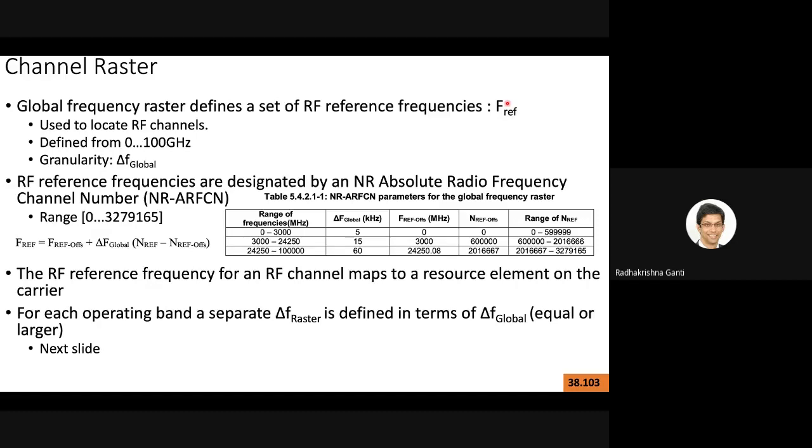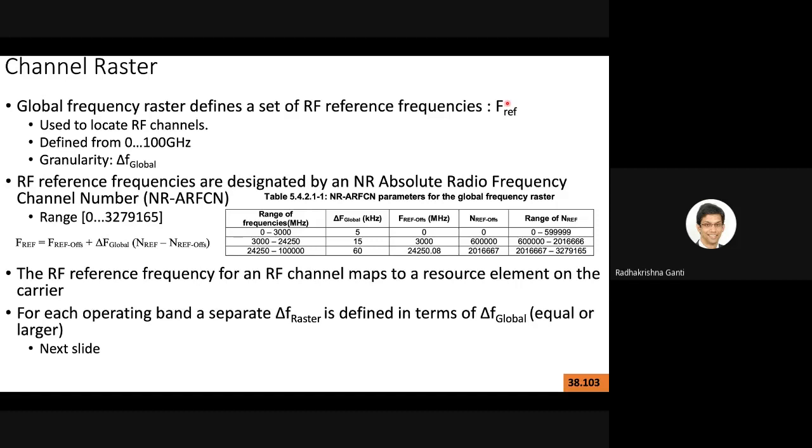Okay, so there's something called channel raster. I think most of you know this, but I'm going to explain for the sake of the students. Essentially, your center frequency can theoretically be anywhere in the spectrum. If you take sub 6 gigahertz, from 0 to 6 gigahertz, your center frequency can be anything, given of course your allocation.